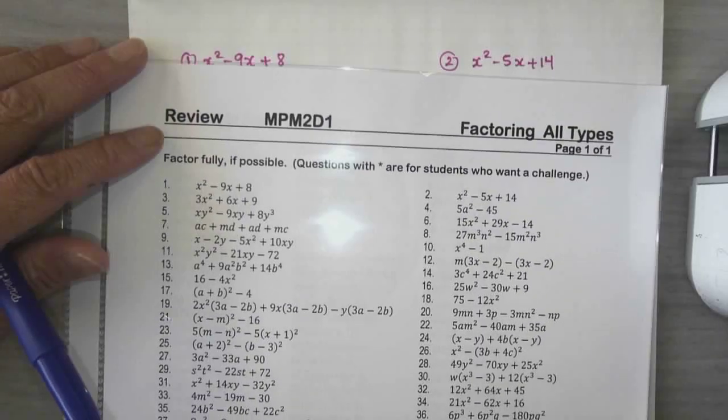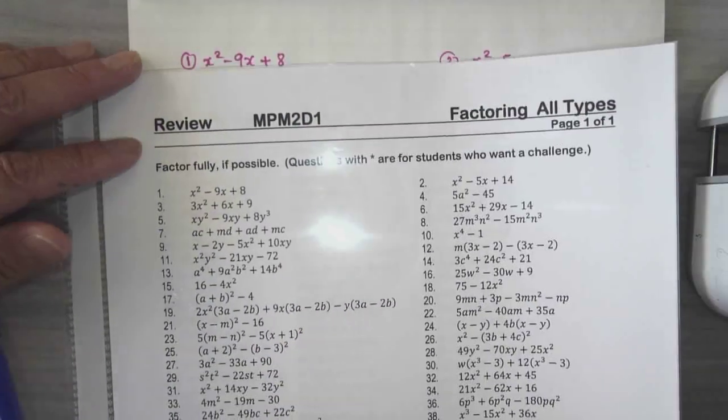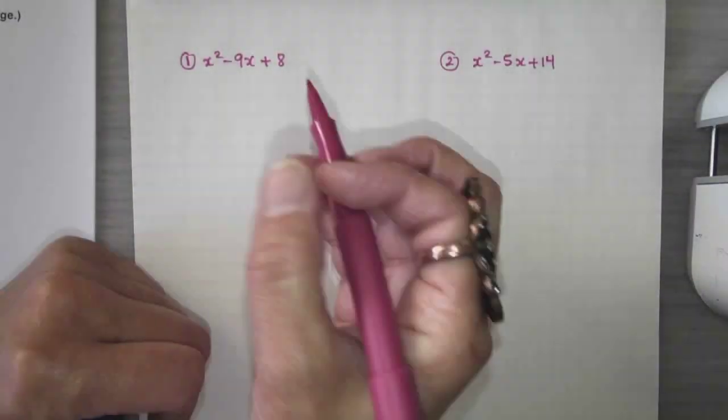So when you get a nice big worksheet like this, you're working it on your own paper, and then you've got these lovely questions to use. And you can use them again later for review. So let's come back to that.